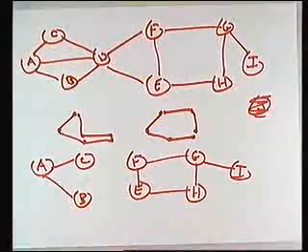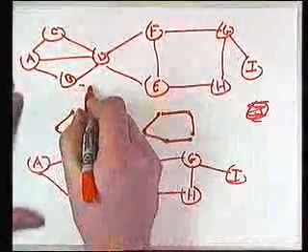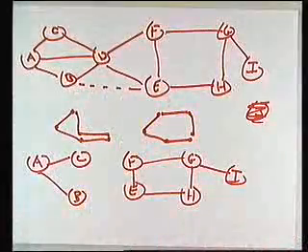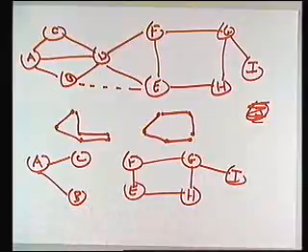If, on the other hand, I had had this edge here, then I would have been okay with respect to D. I could have said, well, then that edge would have existed here.